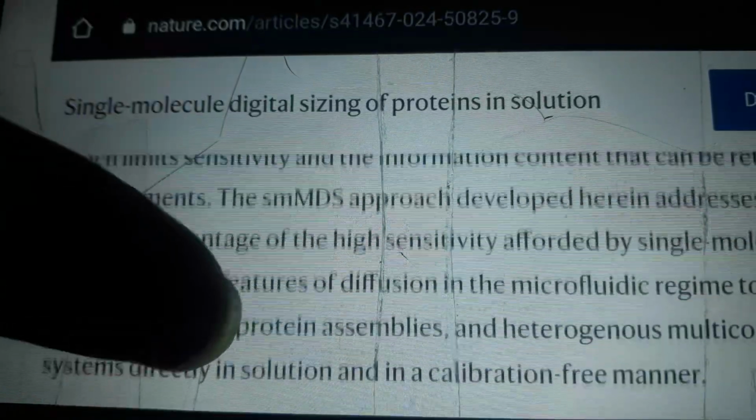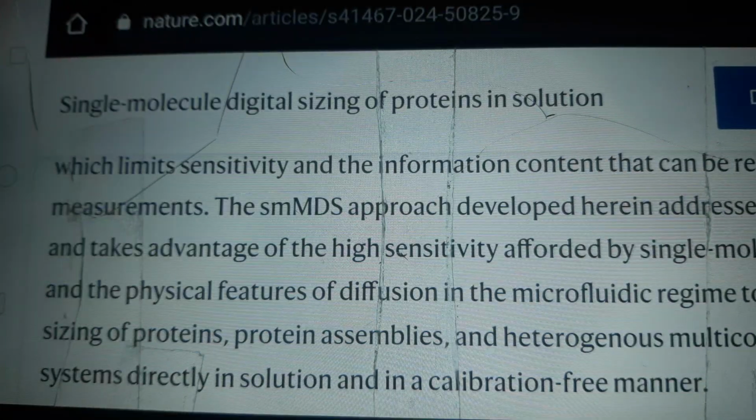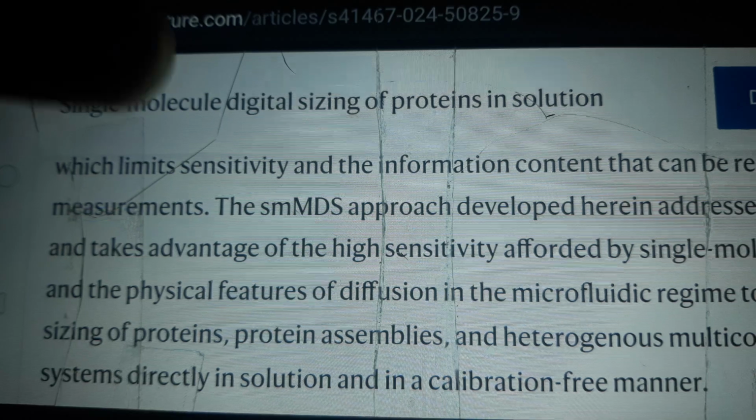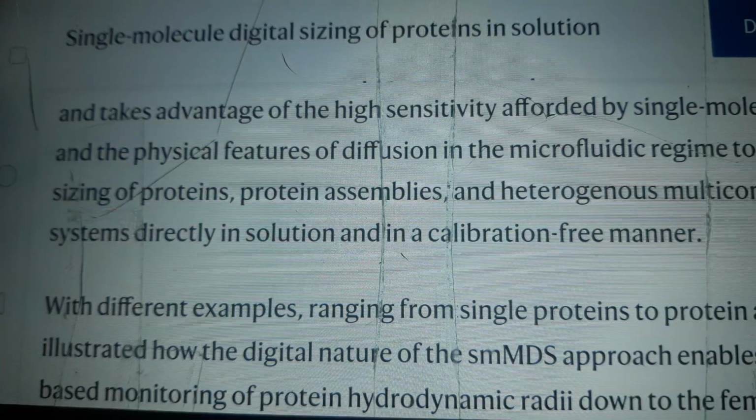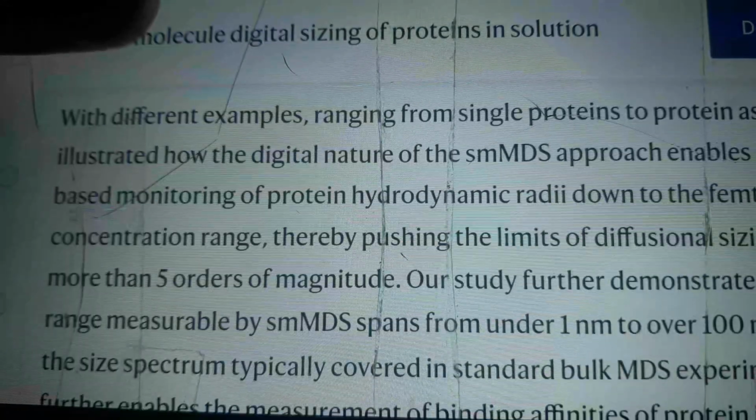The SMMDS approach developed here addresses these challenges and takes advantage of the high sensitivity afforded by single molecule detection and the physical features of diffusion in the microfluidic regime, to enable digital sizing of protein assemblies and heterogeneous multi-component protein systems directly in solution and in a calibration-free manner.